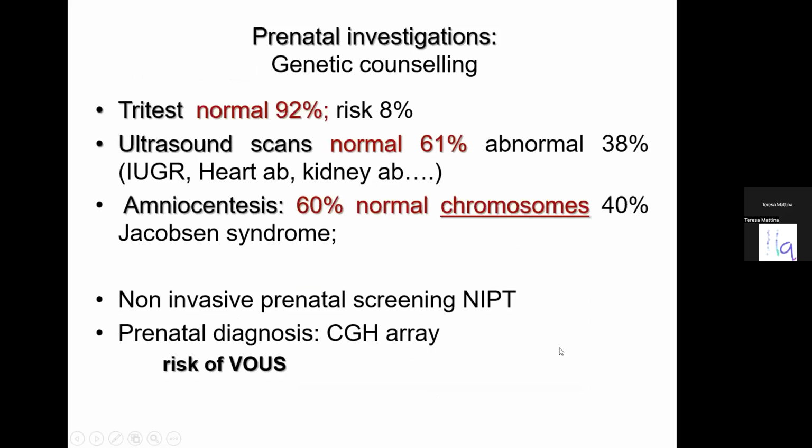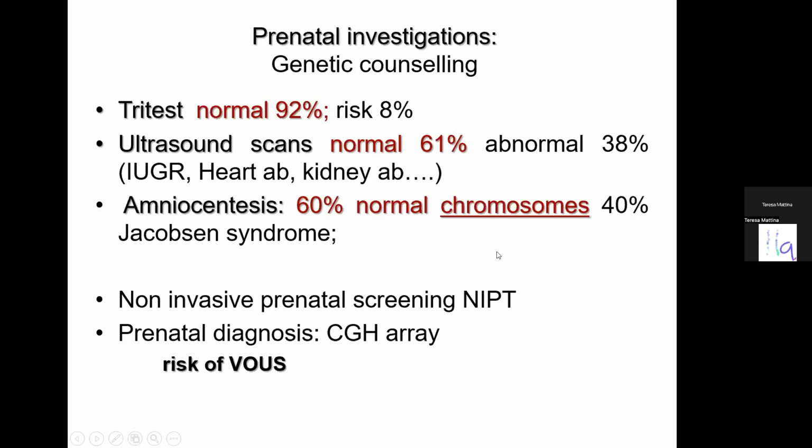Clinical diagnosis during the prenatal period: using all the prenatal tests, maybe you don't find the abnormality. The test is normal. Ultrasound scan can be normal in 2/3 of cases. Even amniocentesis has given normal results in 60% of cases.